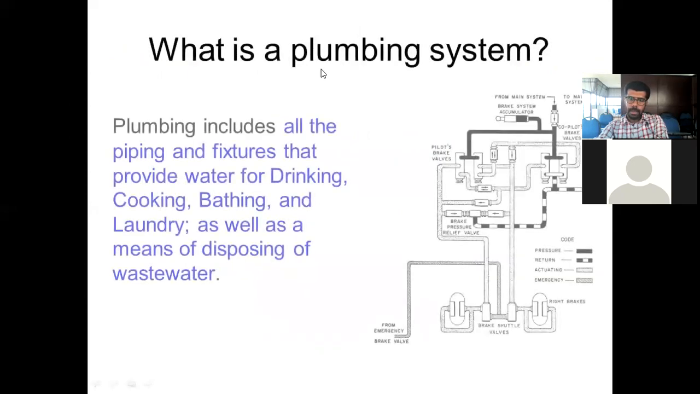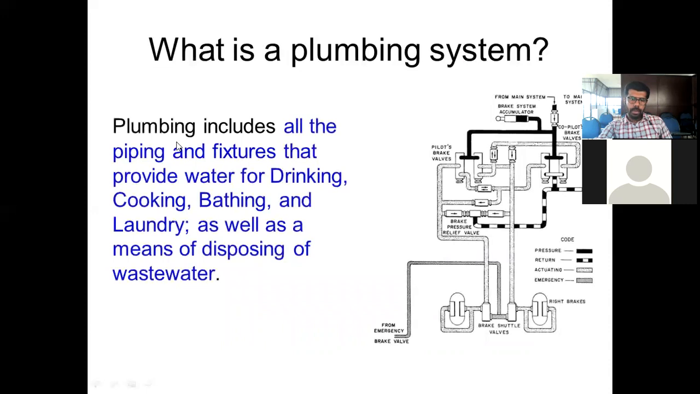Now, what is a plumbing system? Plumbing includes all the piping and fixtures that provide water for drinking, cooking, bathing, and laundry, as well as a means of disposing of wastewater. Okay. Nothing much to explain about this.